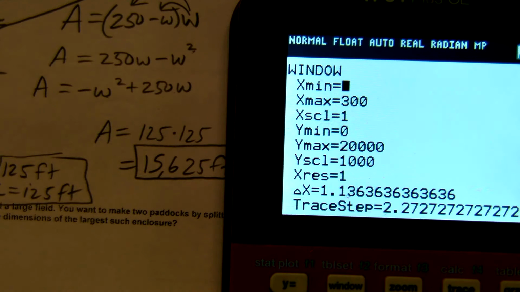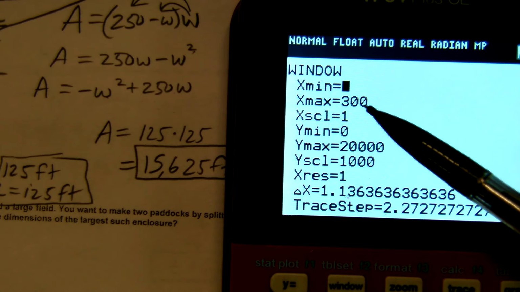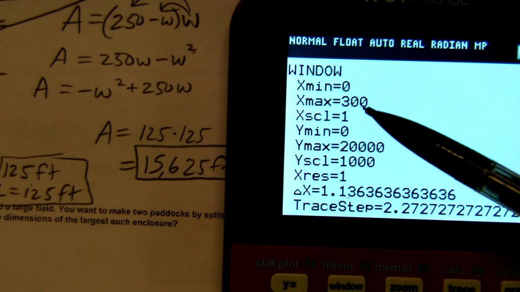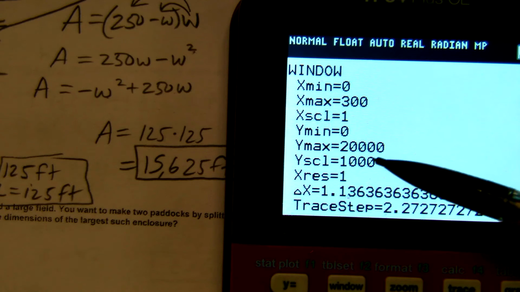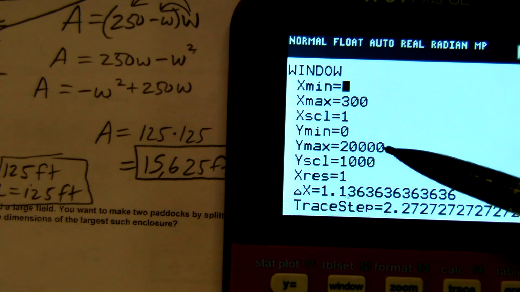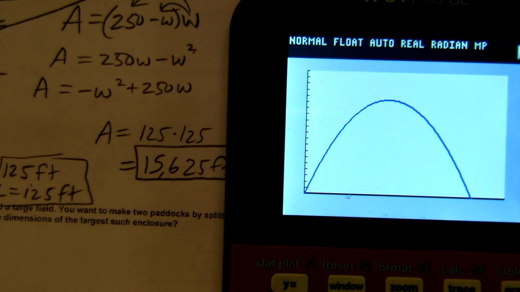I did 0 to 300 for the x's, since I knew that since the fencing was 500, I was just figuring 300 is a little bit bigger than half, so that works. And then on the y max, I went like 20,000 because I knew it was going to be a big number. Okay, so how would I find the vertex on the calculator?